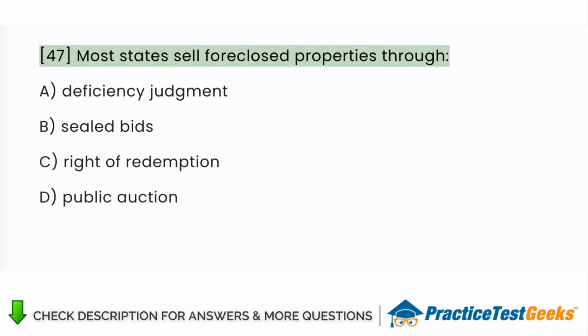Most states sell foreclosed properties through: A. Deficiency judgment. B. Sealed bids. C. Right of redemption. D. Public auction.